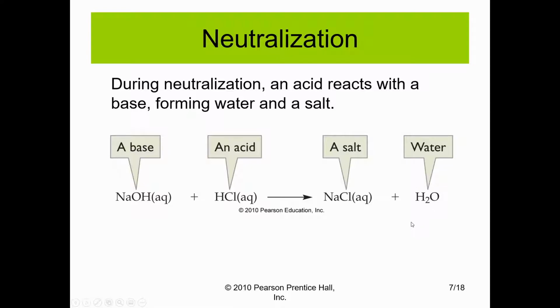What's left over from this reaction that hasn't been incorporated into the water? Well, from the base, there's one atom of sodium, and from the acid, there's one atom of Cl. Therefore, the other product of this reaction is going to be the salt sodium chloride.